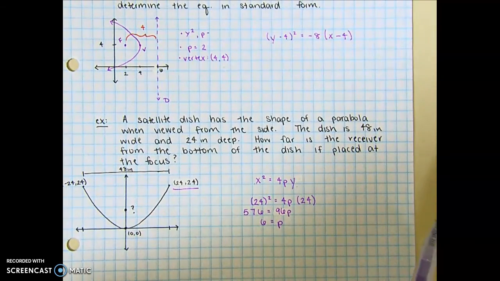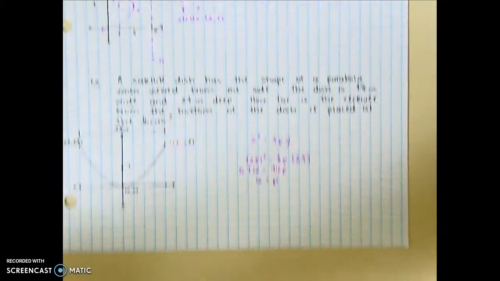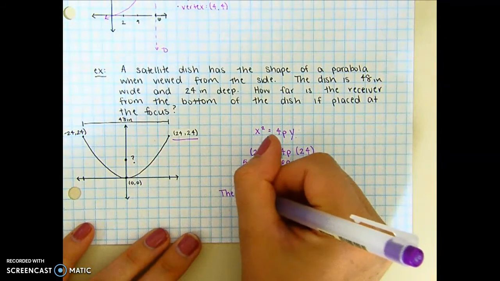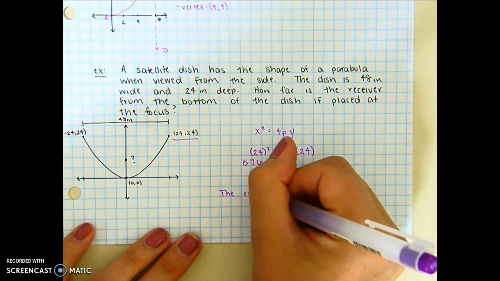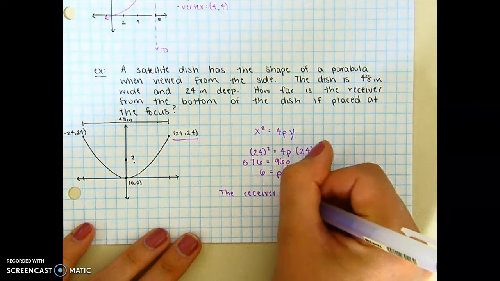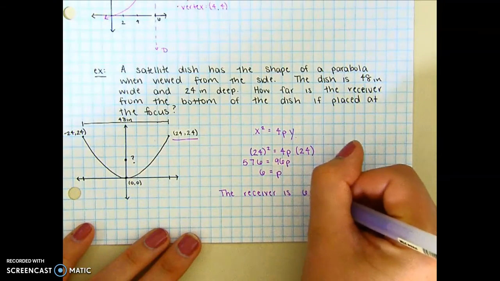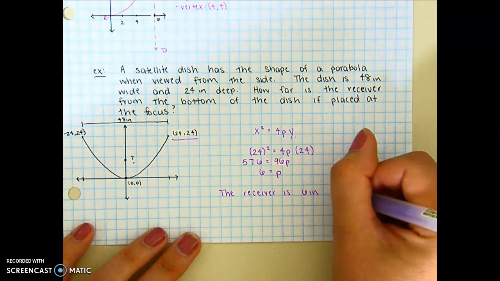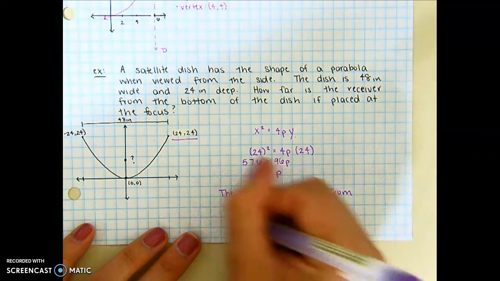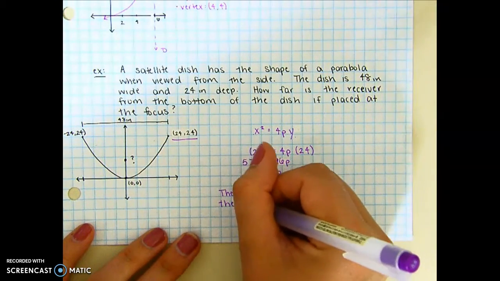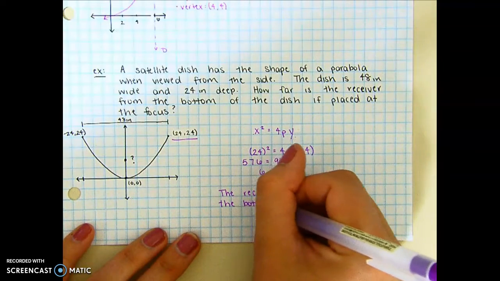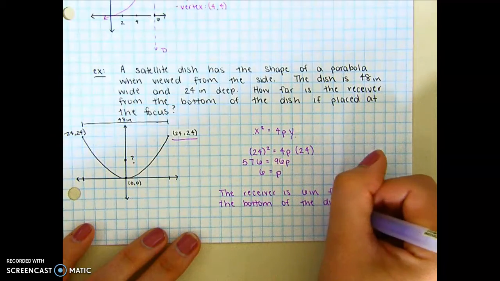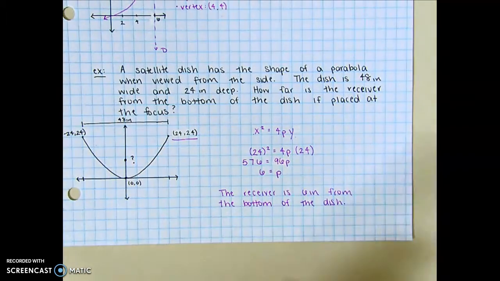So now, because it's a word problem, all that's left for us to do is answer the question. So the receiver is 6 inches, right? That's the units we've been working with according to the problem, from the bottom of the dish. And we are done.